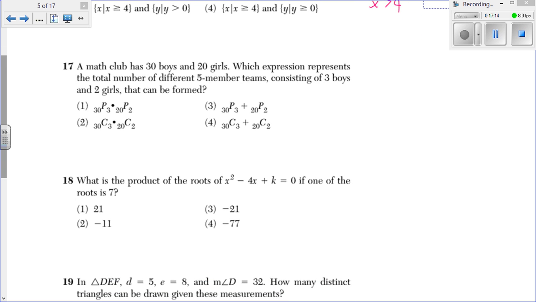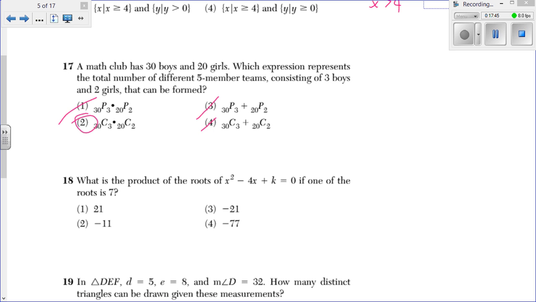For 17, a math club has 30 boys and 20 girls. Which expression represents the total number of 5 member teams consisting of 3 boys and 2 girls that can be formed? Well, first of all, we never add. And we're making a team, and since order doesn't matter, they're not first place, second place, or third place, or anything like that, therefore it has to be a combination, so that just leaves you choice 2.